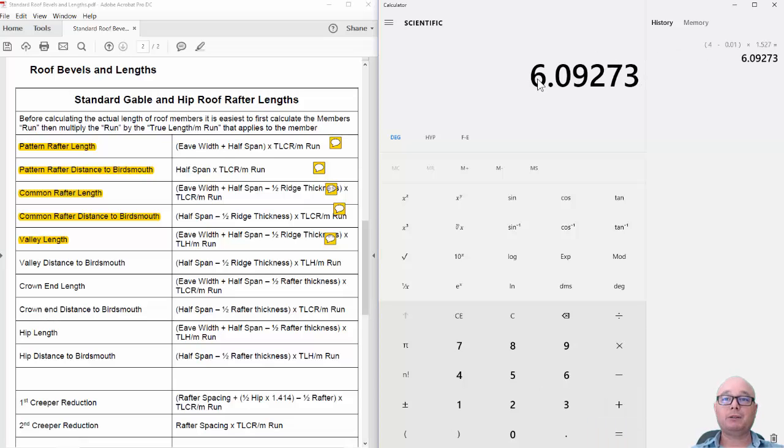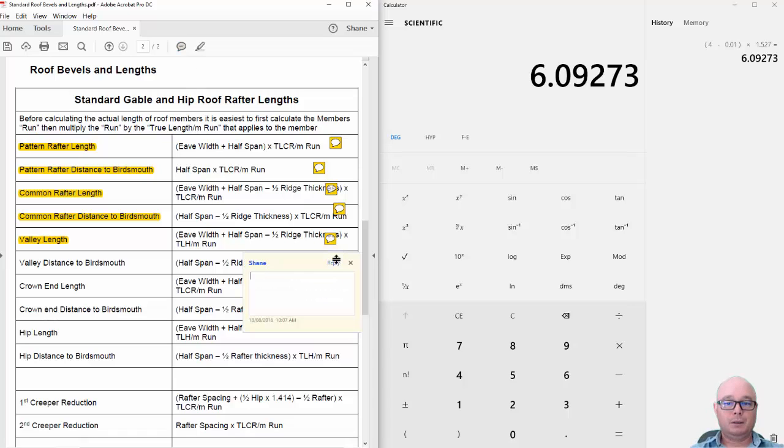Equals, so the answer for the valley distance to Birdsmouth is 6.093 with 3 decimal points. So I'll just put that sticky note there, 6.093. And I'll just highlight that because that's the calculation that we just did there, valley distance to Birdsmouth, which is 6.093.